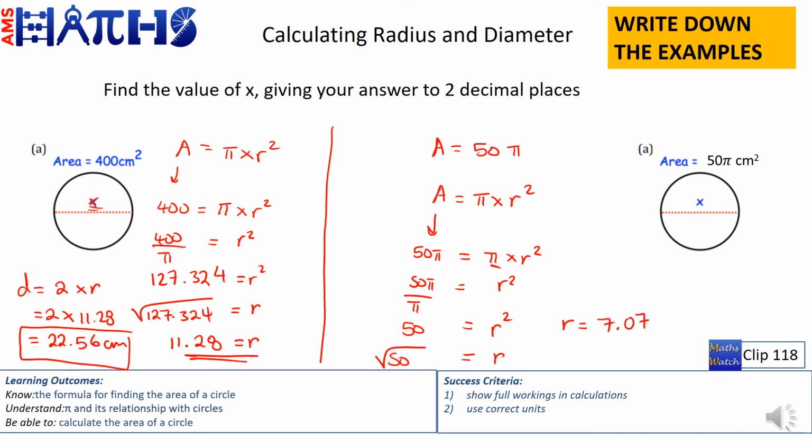But if you want the diameter, we have to multiply our radius by 2. So then 2 times 7.07 is going to give me 14.14 centimeters, and that is going to be our diameter.